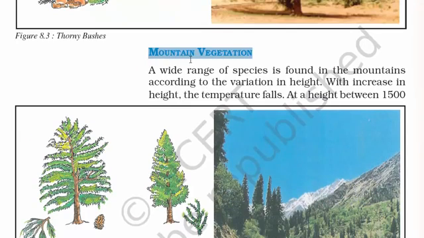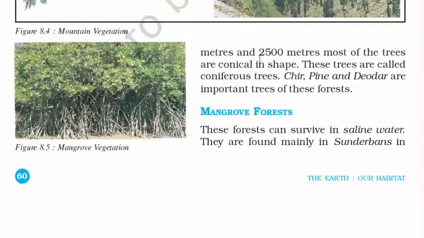By the name it is pretty evident that the type of plants or shrubs or trees live in mountain. We are talking about that kind of vegetation. A wide range of species is found in the mountains according to the variation in height. With increase in height, the temperature falls. At a height between 1500 and 2500 meters, most of the trees are conical in shape.